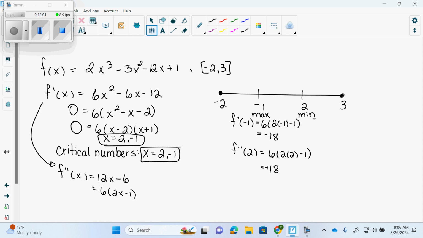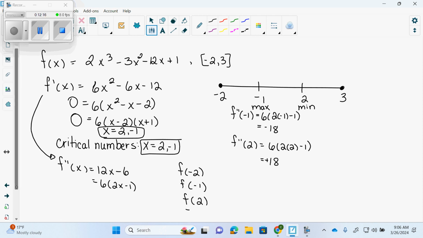Okay, then what do I have to do? Find the value of f of negative 2, f of negative 1, f of 2, and f of 3. Can anyone tell me what these are? Negative 19, negative 8. Okay, so our endpoints are neither the lowest or the highest, right? Negative 3 and negative 8 actually fall in the middle. Sometimes that's confusing to people, though.